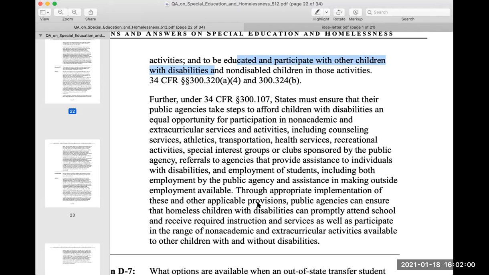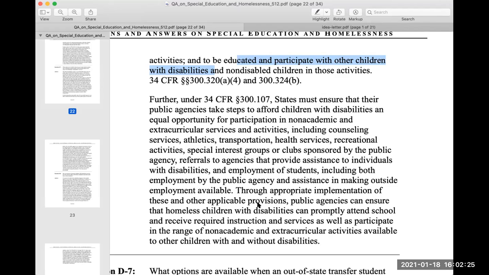However, the new public agency must place the child in the regular school program and conduct an evaluation and eligibility determination pursuant to 34 CFR paragraph 300.304 through 300.306, if determined to be necessary by the new public agency. 34 CFR paragraph 300.323(f)(1).